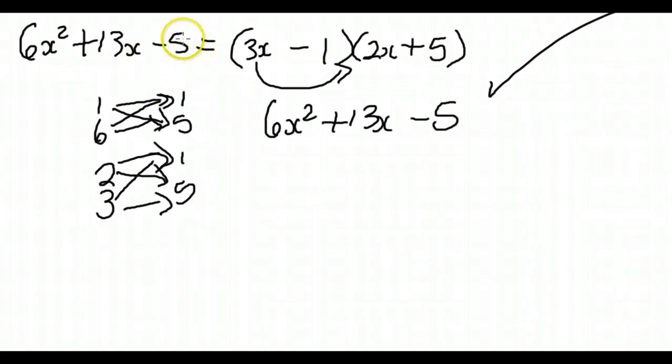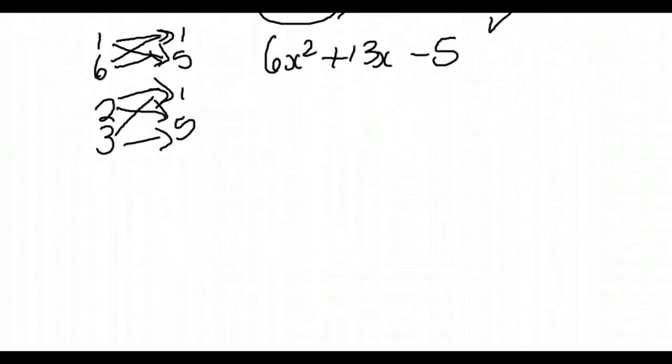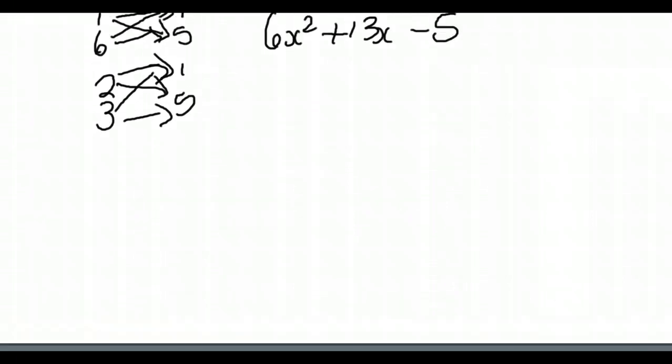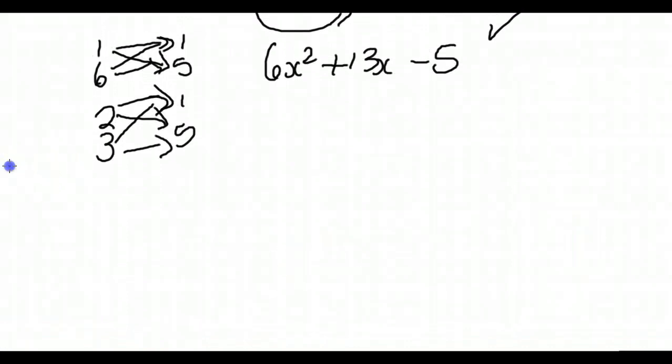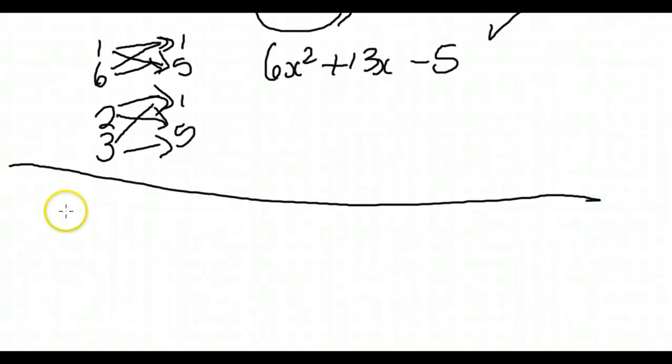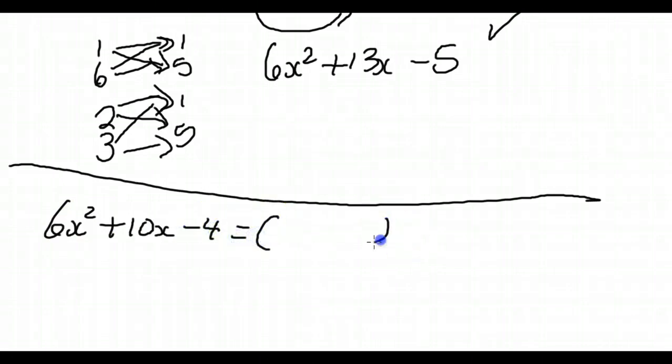What if, since this was a 5, we knew that it could only be 1 and 5? Well, let's do another example where we get a number on the end, let's say a 4. With a 4 on the end, we know that 4 is 1 times 4, or 2 times 2. So we'll still lead off with the 6x squared plus 10x minus 4 equals 2 sets of brackets.